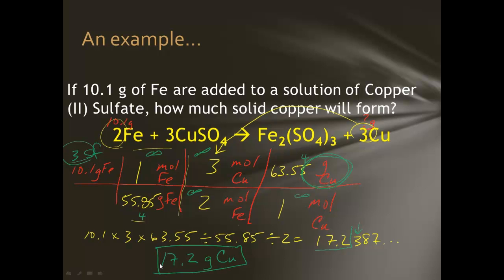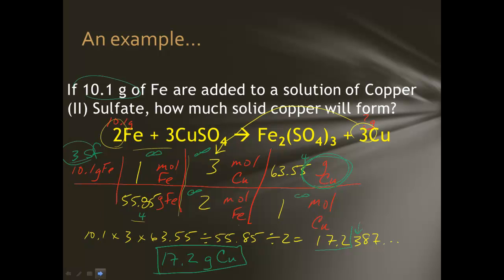So what this is telling you is if I took 10.1 grams of iron, how much copper would I get? Well, I'd get 17.2 grams. It's like saying if I took 6 slices of bread, how many sandwiches would I get? I'd get 3 sandwiches.